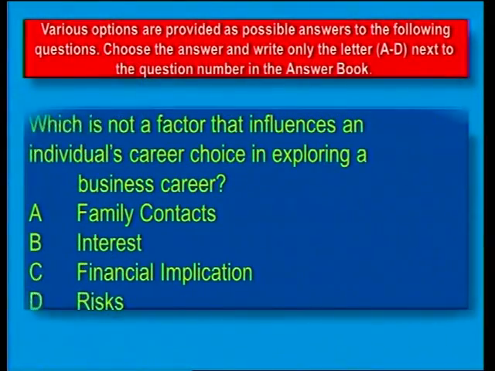The next question reads, which is not a factor that influences an individual's career choice in exploring a business career? Again, look for the clues, learners. The options are A, family contacts, B, interest, C, financial implication, and D, risks. The clue is not a factor that influences an individual's career choice in exploring a business career. Alright, and learners can also learn from this process, because 3 of those answers are factors that influence an individual's career choice in exploring a business career. So 3 are factors and 1 is not a factor.